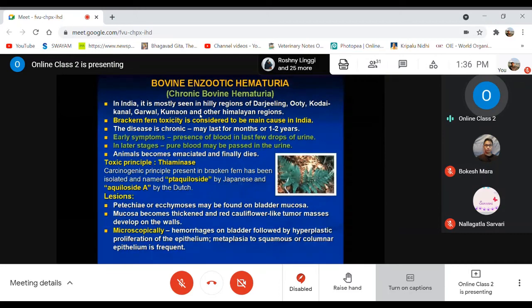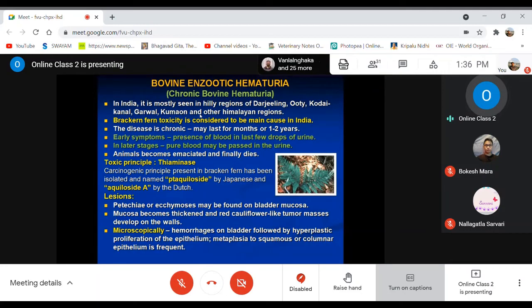But in the later stages of the disease condition, pure blood may be passed out along with the urine. This means all blood may be coming out and mixed up with the urine, and that will give a very bright red color, and that is what we normally call hematuria, right?